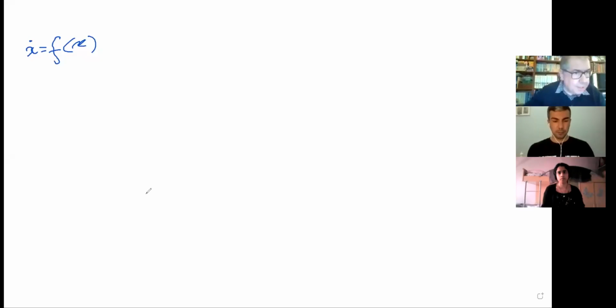So, as I said, I want to have an idea of the type of solutions of x dot equal to f of x without solving this equation. So the first thing I want to find out is equilibrium points.